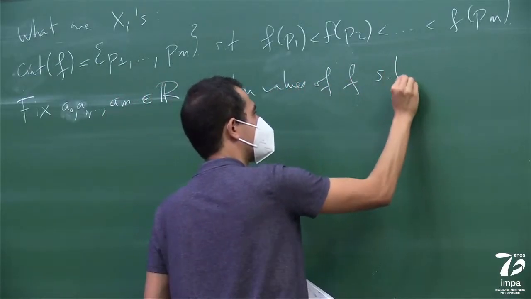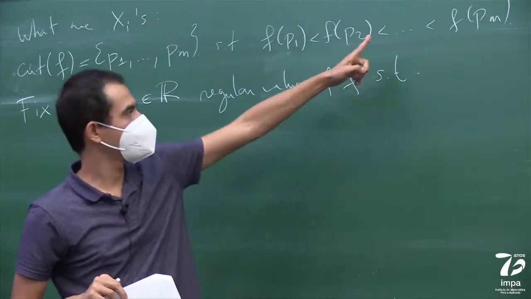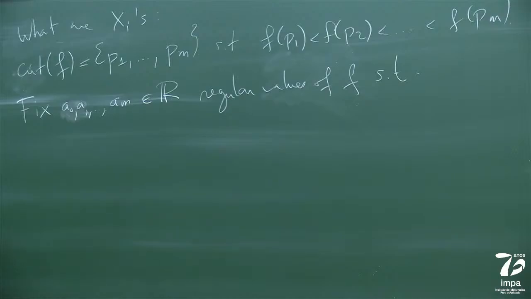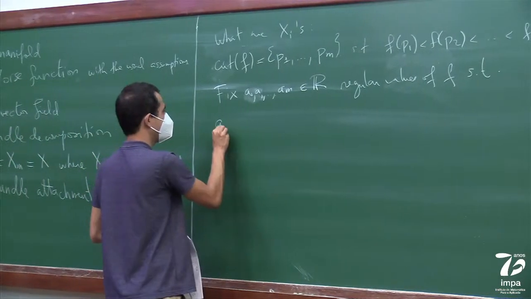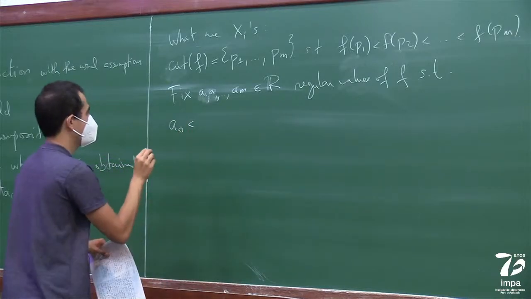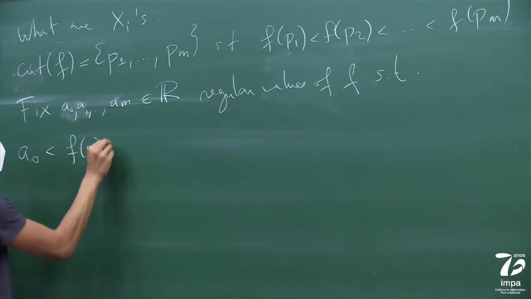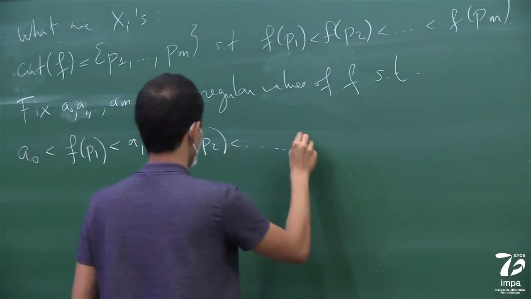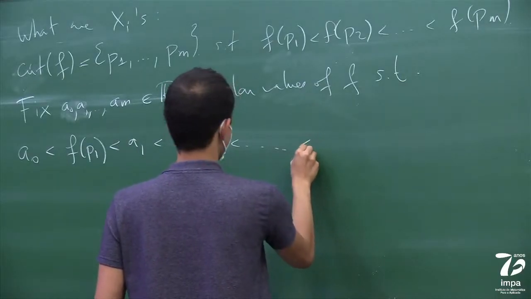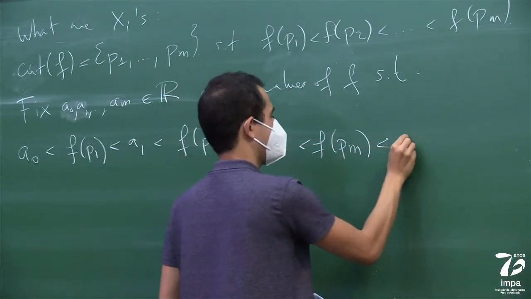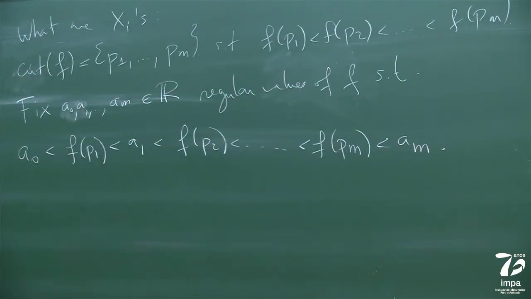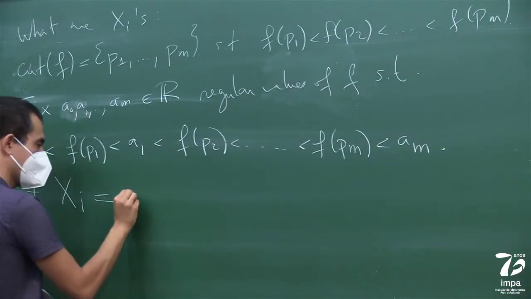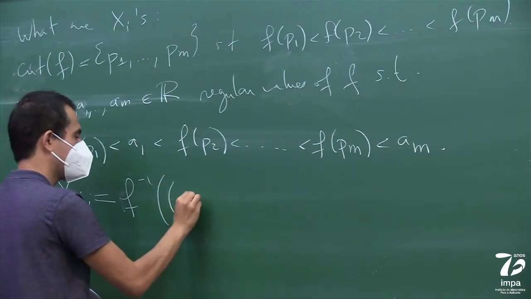of f, such that they're going to be in between the critical values. Just because they're in between, that already implies they're regular values, because those are the only critical values. So I want A0 to be less than f of p1, and then less than A1, then less than f of p2, etc., and then less than f of pm, less than Am. Okay, and then we just let Xi be the pre-image of minus infinity to Ai.